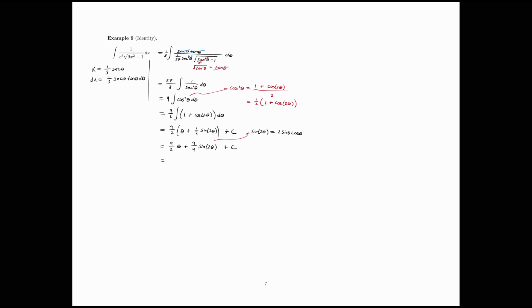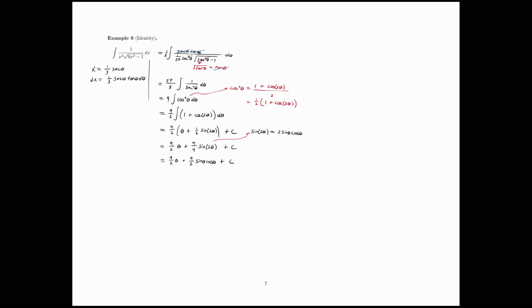So why would we want to do that? Why do we care? Well, because this is not a definite integral, we are going to have to go back to x's, right? Yep, x's are a variable. We have to go back to x's. And in order to go back to x's, we need to draw a triangle. That's what we've done in all the previous problems.